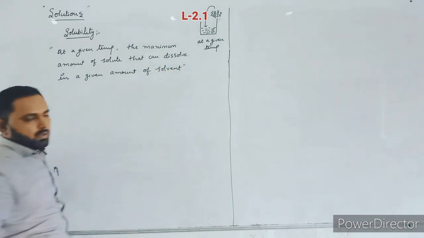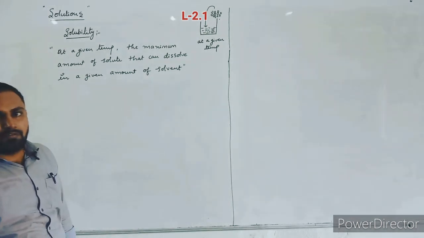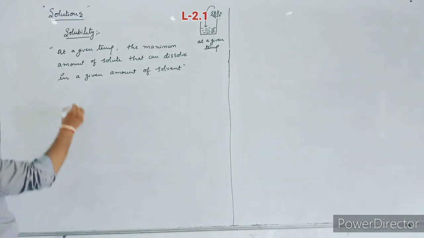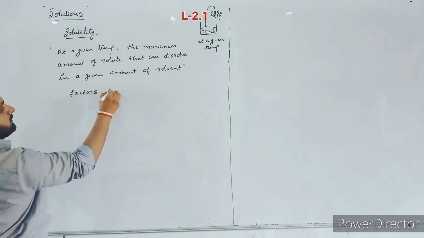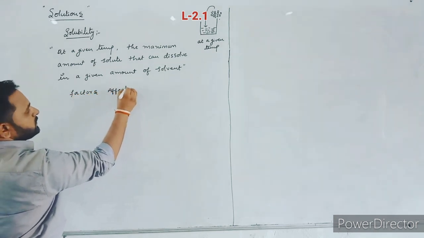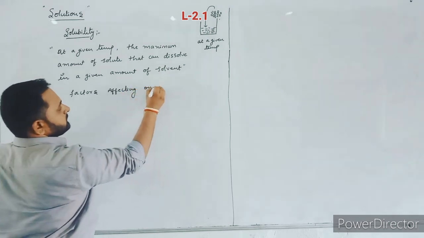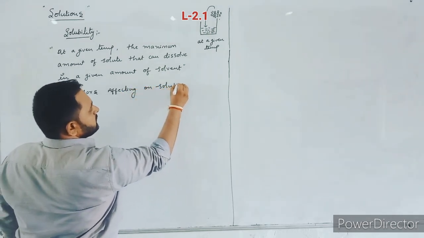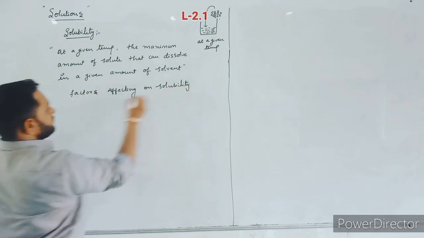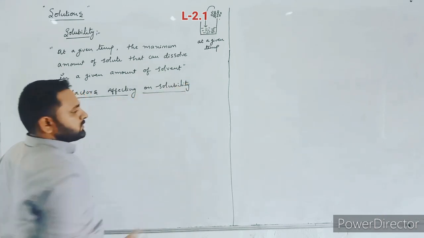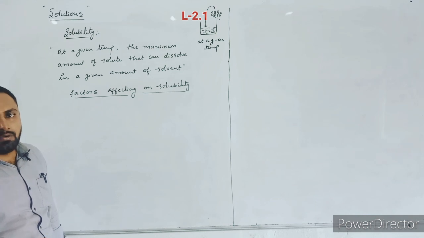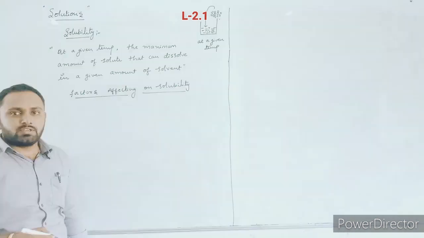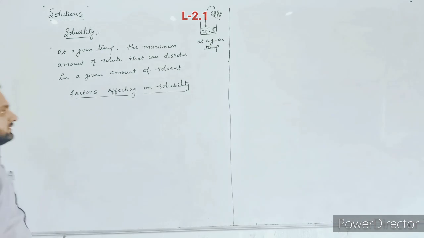Is called solubility. Now let us discuss the factors affecting solubility. Here, the solubility mainly depends on three factors. One is the nature of solute and solvent, the second one is temperature, the third one is pressure.